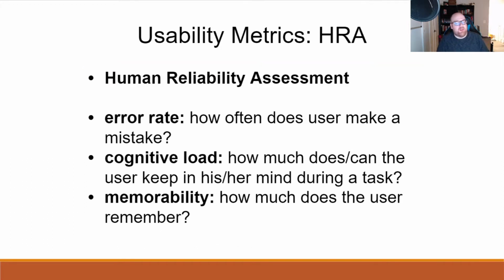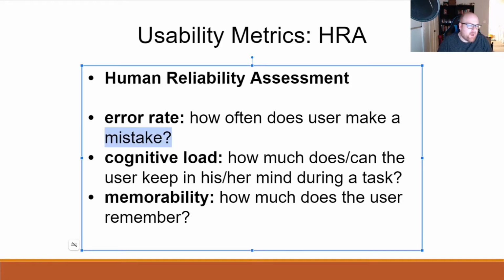There's also usability metrics, HRA, human reliability assessment, error rate. How often does a user make a mistake? The higher this is, this implies that your user interface is confusing people. It's misleading them to take the wrong action, or it's easy to make an incorrect action.